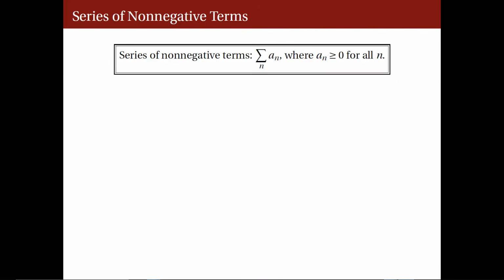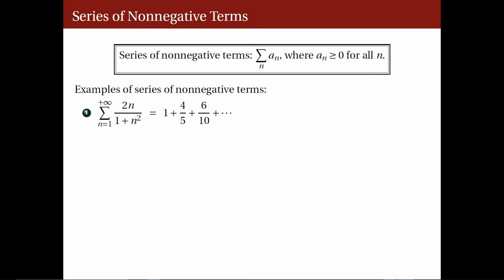A series of non-negative terms is of the form summation of a sub n, where a sub n is greater than or equal to 0 for all n. Let's take a look at some examples of series of non-negative terms. Our first example is the series given by summation from n equals 1 to infinity of 2n over 1 plus n squared. Tingnan natin kung bakit non-negative ang terms nitong series.